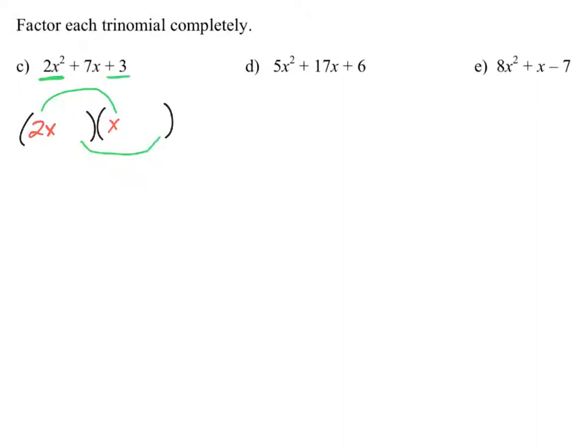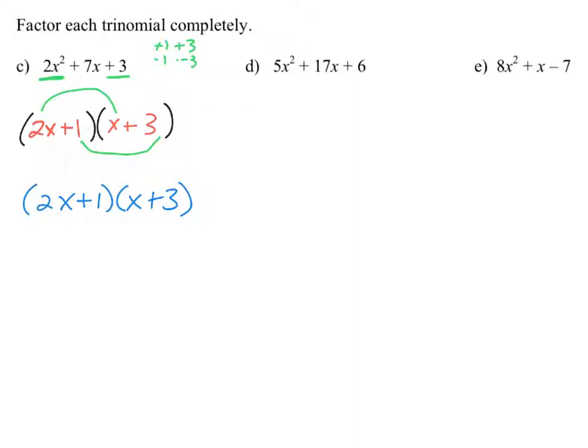So there are a couple ways to do that. It could be a positive 1 and a positive 3, or it could be a negative 1 and a negative 3. So let's try the positive 1 and the positive 3. So we can guess that our factors are 2x plus 1 and x plus 3. But we definitely want to check this to make sure we end up with the right factors.